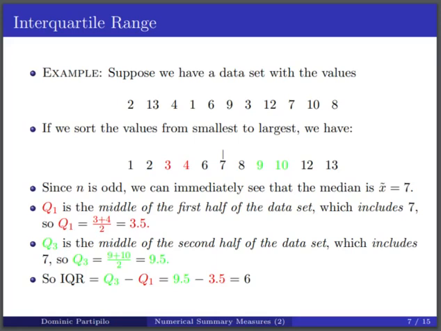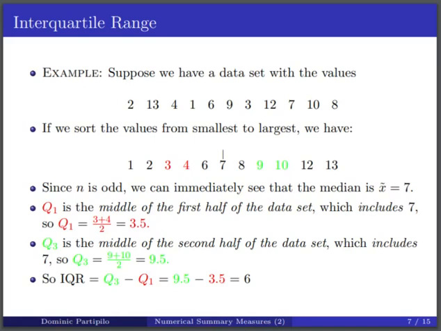Similarly, we're going to include it also in the second half of this data set. So we need to find the median of the second half of this data set, including 7. In this case, it's going to be the average of 9 and 10. So just like I say down here, Q1 is going to be the middle of the first half of the data set, which includes 7. That is very important. So Q1 is going to be the average of 3 and 4. I have those in red up here, and that's going to be 3.5.